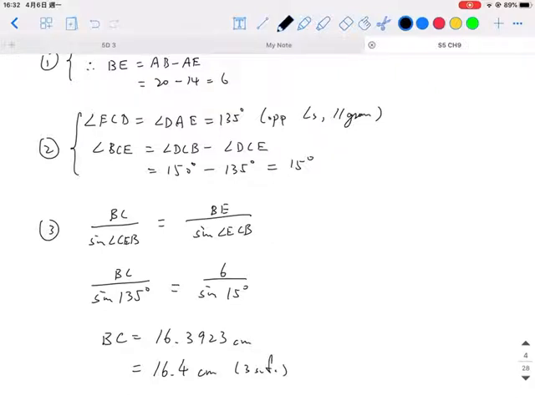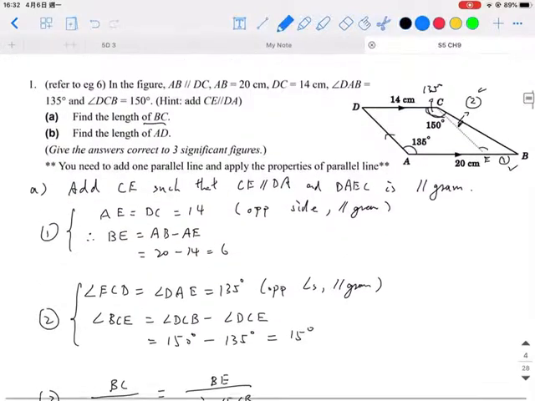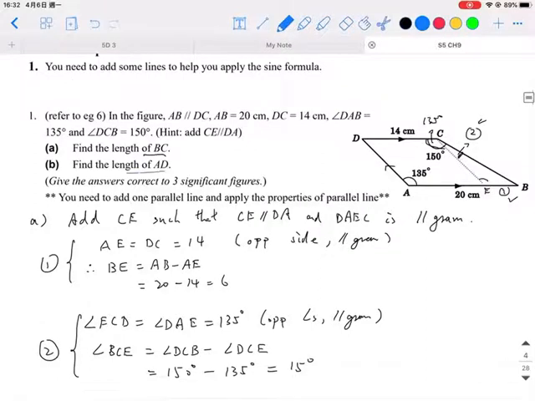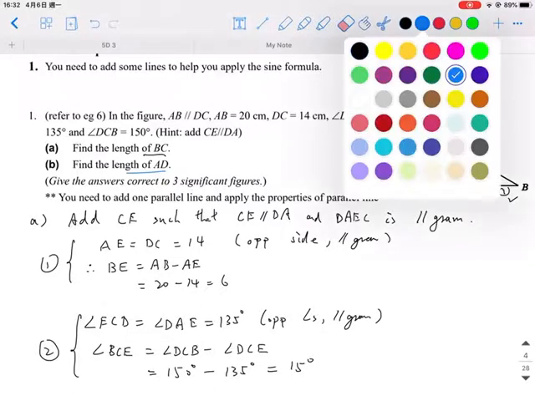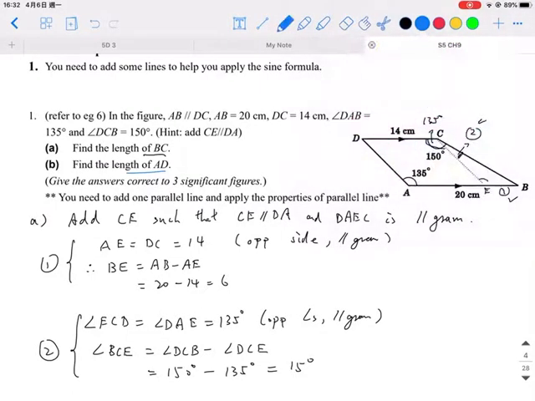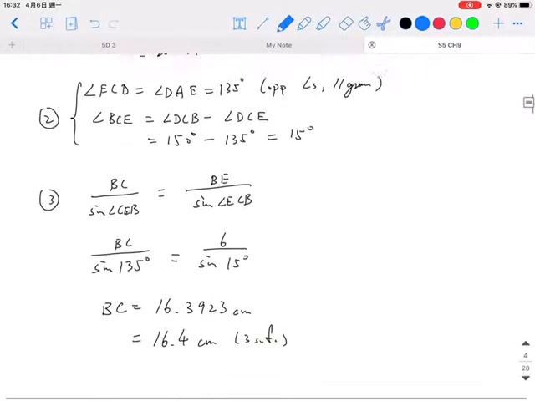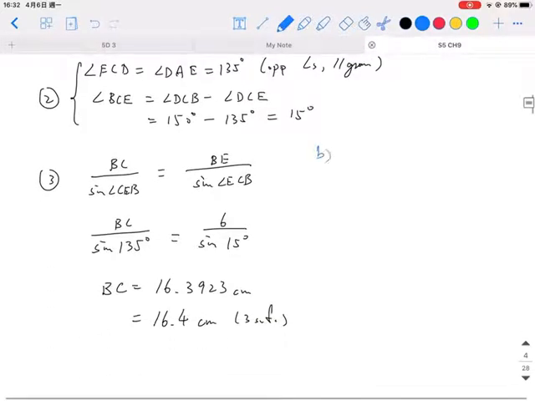This is the first part, and then the second part is to find the length of AD. That means we need to find CE, and according to the properties of a parallelogram, you can find AD. So for part B, I write here, find CE first.